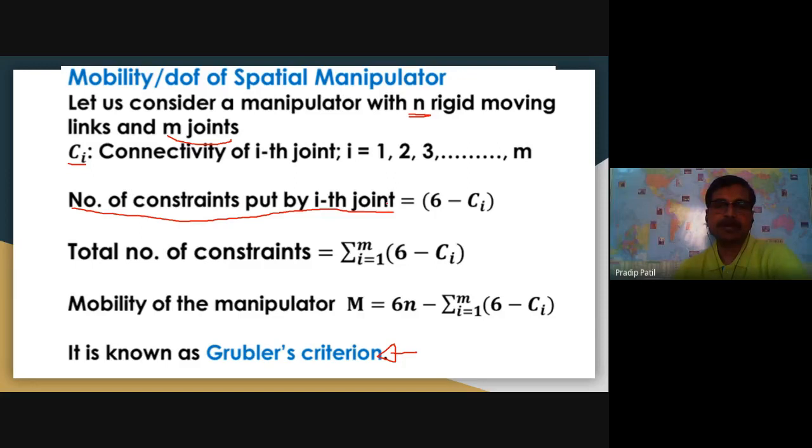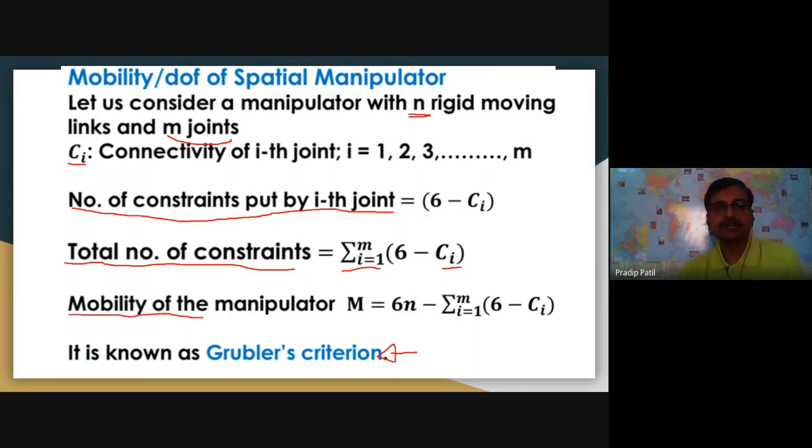For example, if we have a prismatic joint, so prismatic joint has only 1 degree of freedom. So in that case, the number of constraints offered will be 6 minus 1, that is equal to 5. So the number of constraints we have to find out for each of the connections or connectivity or a joint. So the total number of constraints we can find out by summing over m joints, 6 minus ci. Ci is the number of connectivity offered, or degree of freedom.